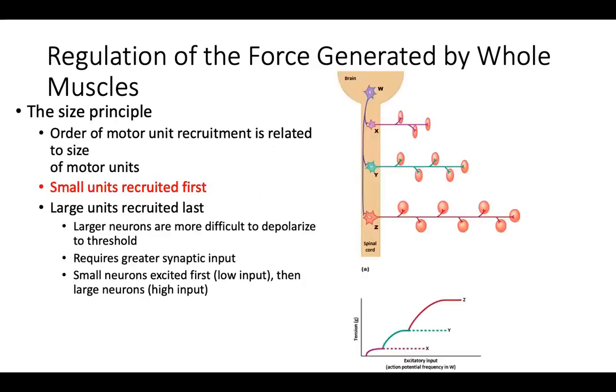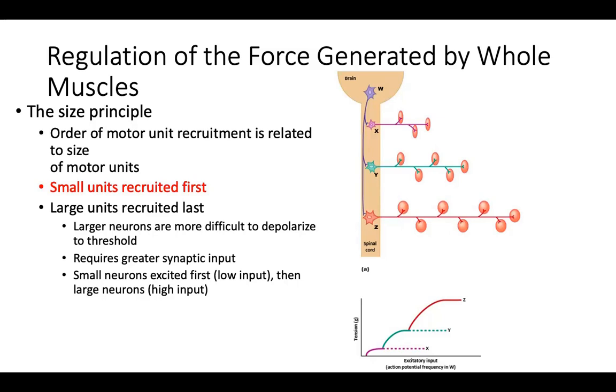All right, now let's get to the size principle. So this is the order in which we recruit muscle for force generation. The order in which we recruit additional motor units, that is. So we always recruit small units first, and we recruit large units last, right? Larger units have larger neurons attached to them.